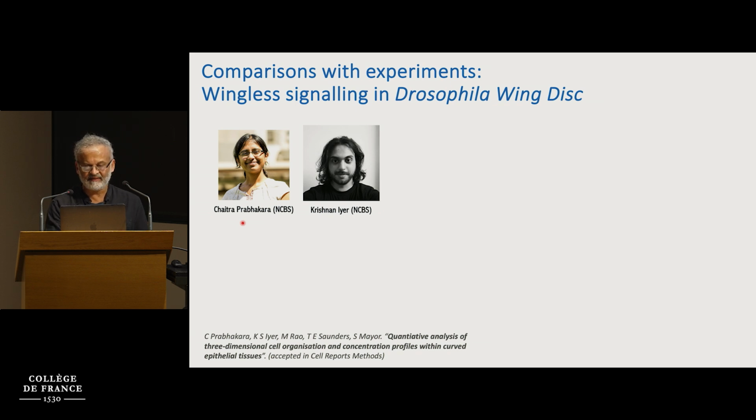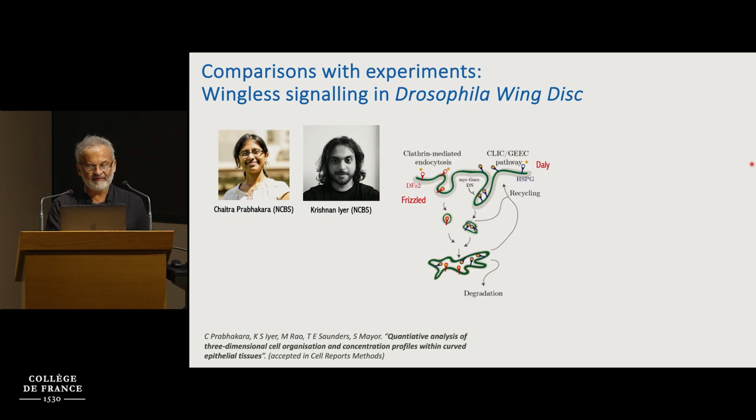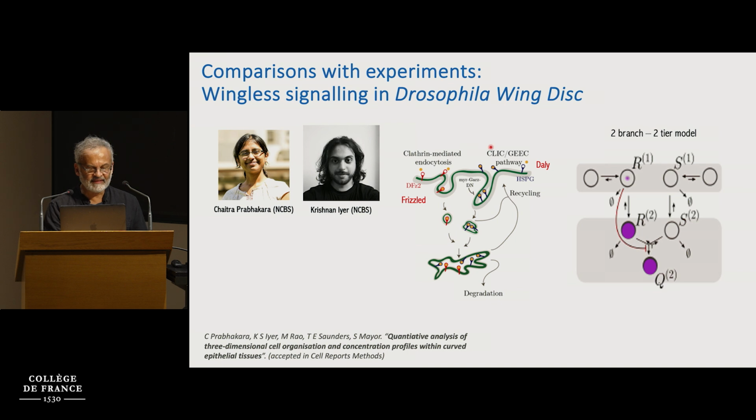And she was looking at the wingless morphogen gradient and how it's received by the cells in the wing imaginal disk. This is the relevant endocytic pathway. For wingless, there are two receptors, as I said, Frizzled and DALI, and they enter into the cell via two different endocytic pathways and come together in an early endosome. Now, you can see that this cellular signaling architecture is very similar to the two-branch, two-tier model.